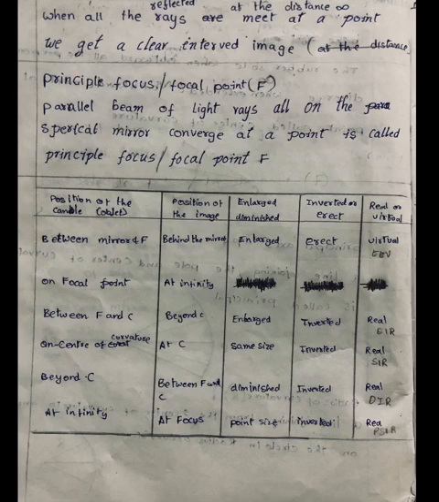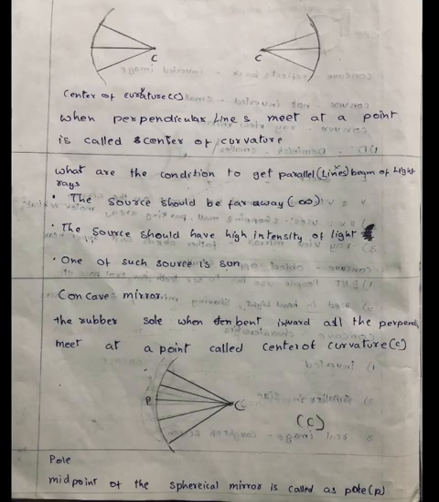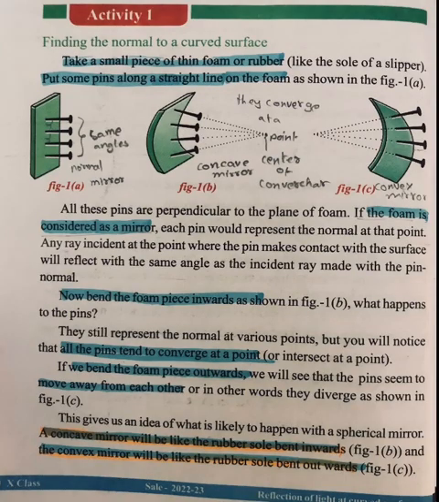Principal focus or the focal point. When a parallel beam of light rays, all of them parallel to the principal axis, converge or diverge at a certain point, this point is called the principal focus or the focal point. The focal point is denoted by a capital F. There are conditions to get a parallel beam of light rays. The source should be far away at infinity, and the source should have high intensity of light, and this kind of source is our sun. Activity 1. Now this is just a summary for activity 1.